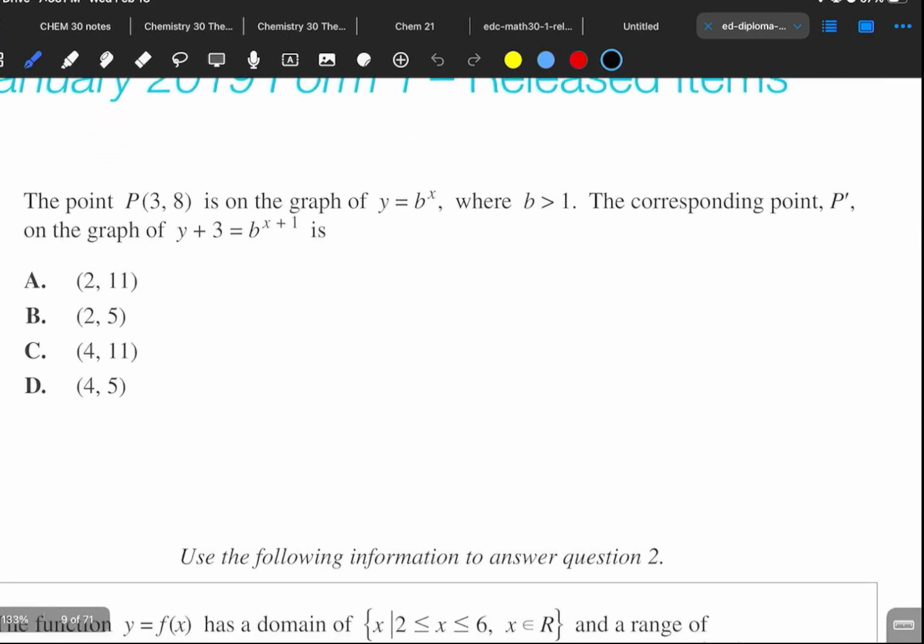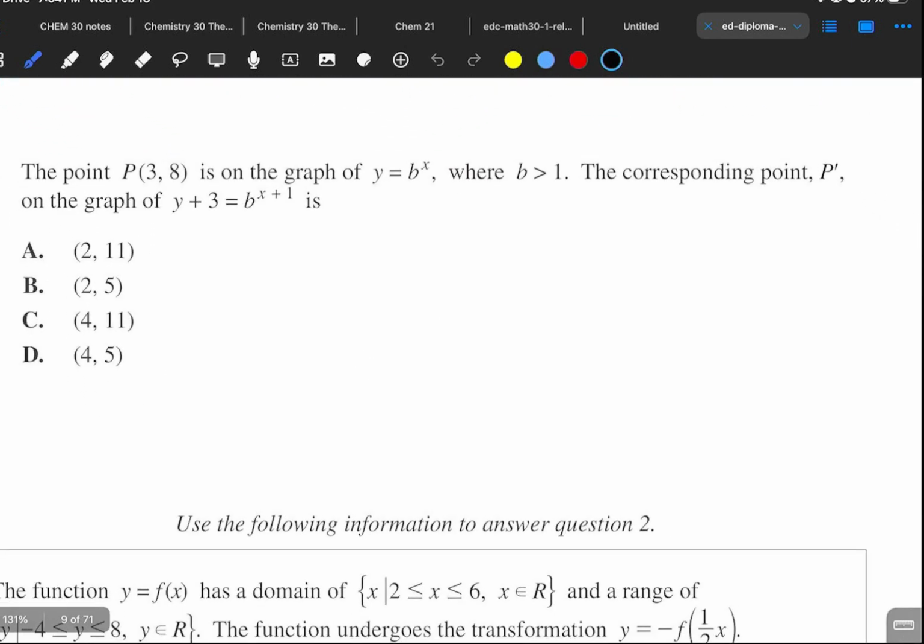Now, this first question here, we have the point (3, 8), which is going to be transformed to a certain point on the graph of y + 3 = b^(x+1). So we have this original equation, which produces this point, and we have to find our new point after the transformation is given. What we're going to do is subtract 3 from both sides to get our y isolated.